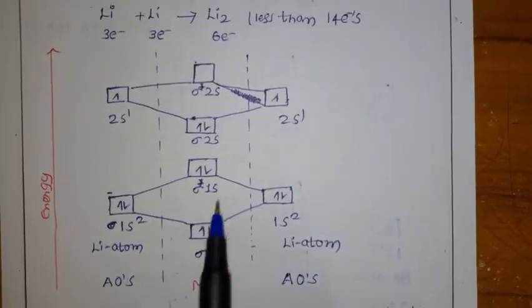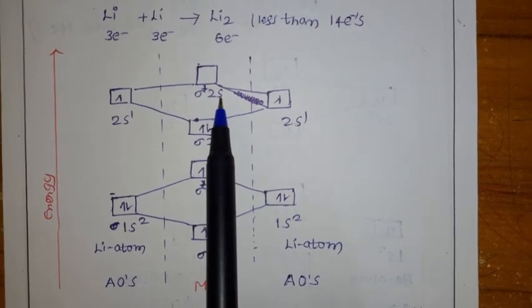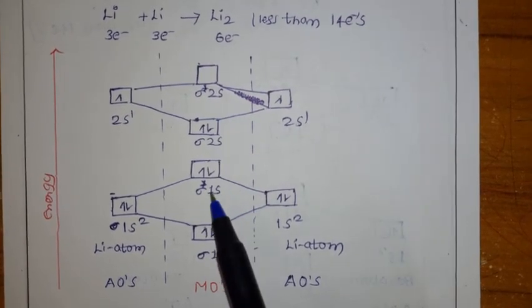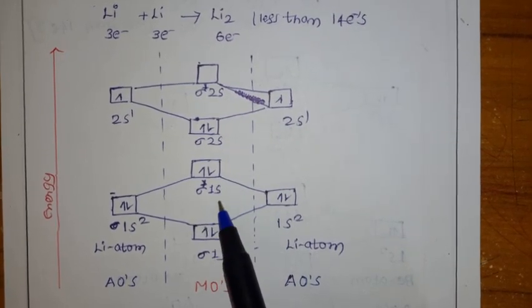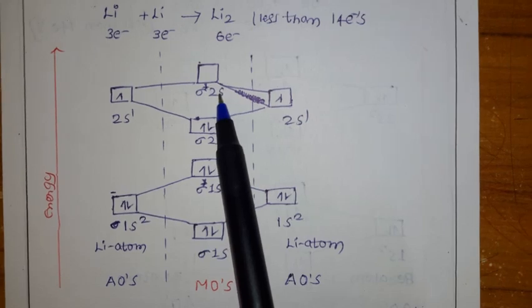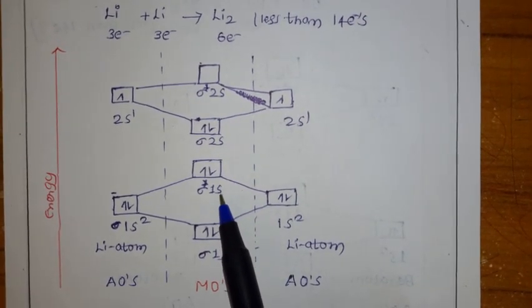Now, come to antibonding. Sigma star 1s is antibonding. Sigma star 2s is also antibonding. Now if you see the electrons here, we have 2 electrons in the case of sigma star 1s, but in the case of sigma star 2s, do we have electrons? No. So total how many antibonding electrons do we have?